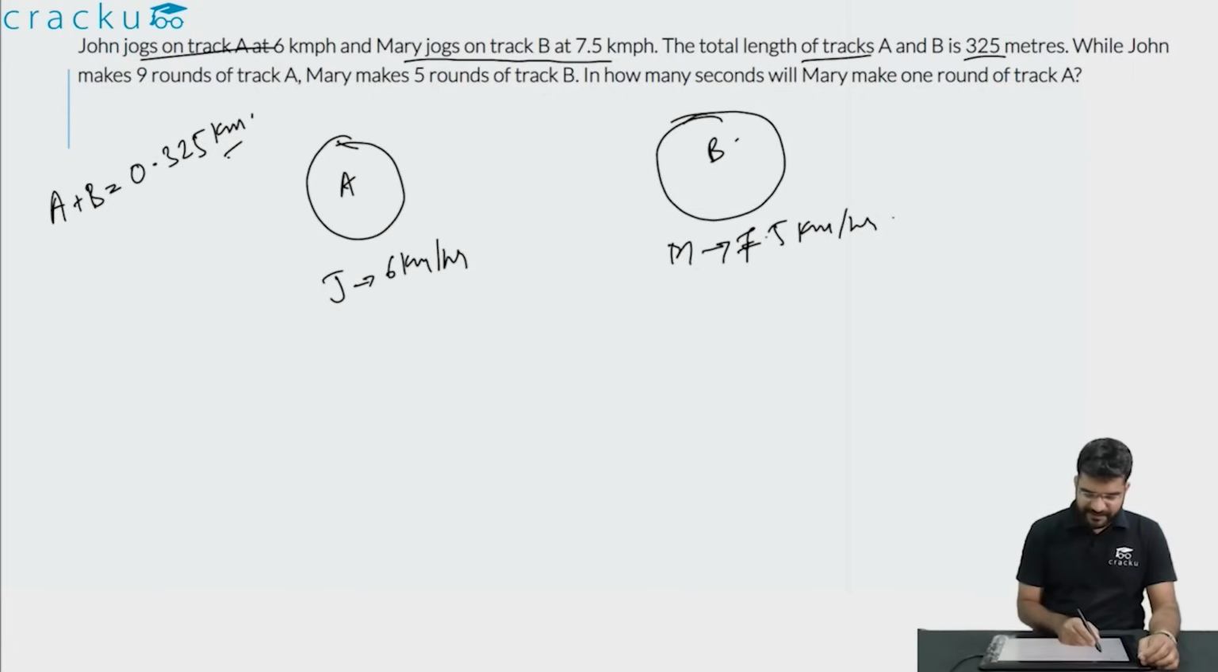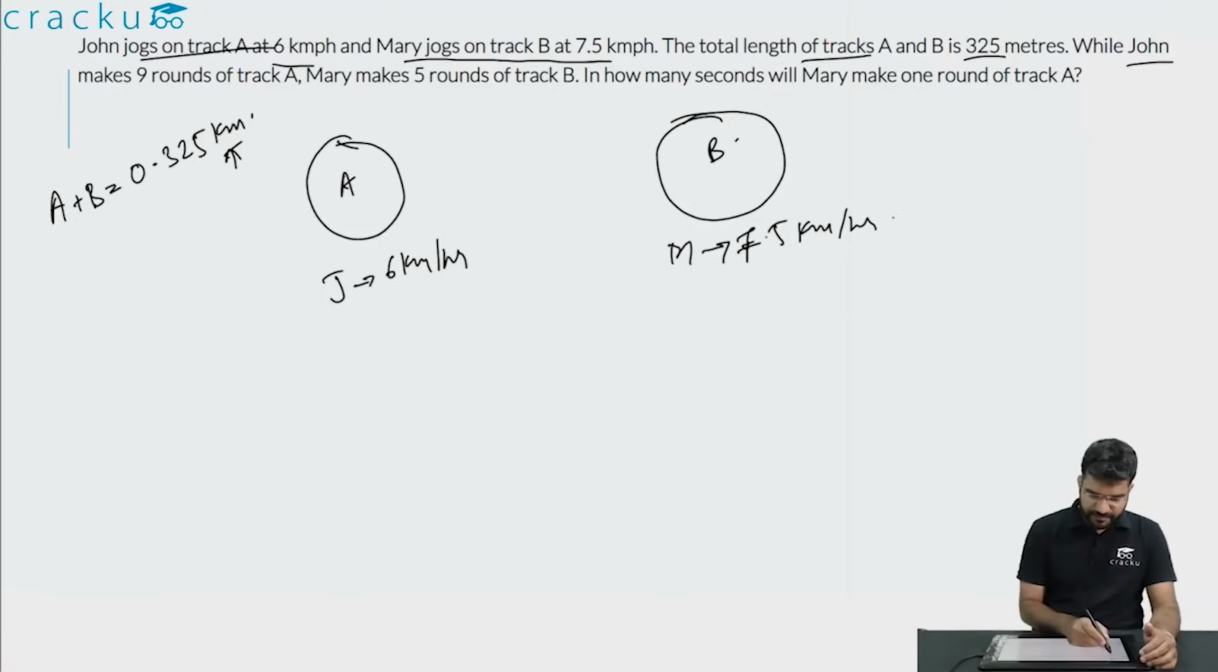We are using kilometers and not meters because the speeds of both Mary and John are given in kilometers per hour. So it is better to use the same standard, not intermix between kilometers per hour and meters per second. So everything over here we are going to do in kilometers.